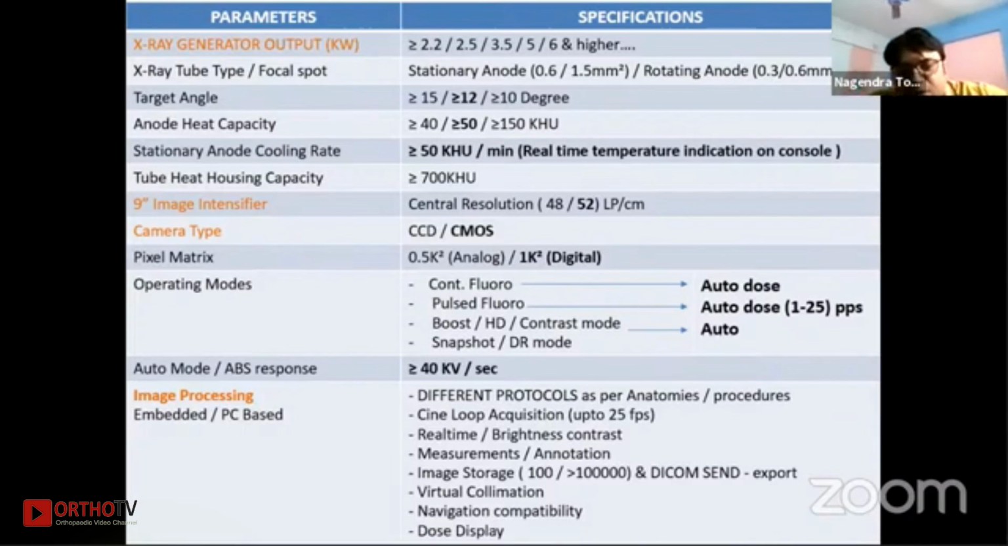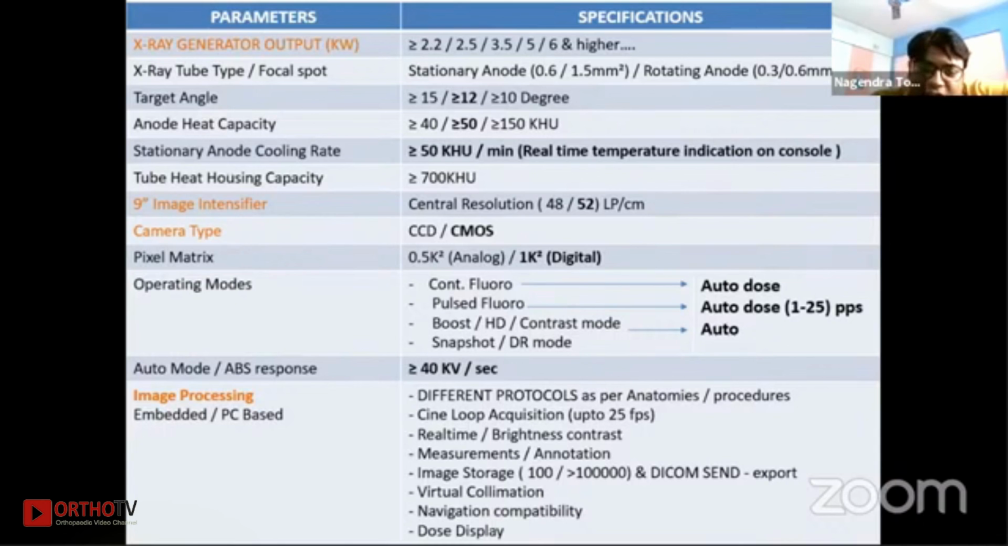In operating modes, you have multiple operating modes: continuous fluoro, pulse fluoro, high contrast mode, DR mode. Make sure that your CM has auto dose mode. You don't need to select anything manually. Just give the exposure and you get the image automatically on the display. The major reason we sometimes don't use auto mode is the poor response of auto mode. In some CMs, it is very slow. So make sure the CM which you buy has a speed greater than or equal to 40 kb per second. So it should have fast response.